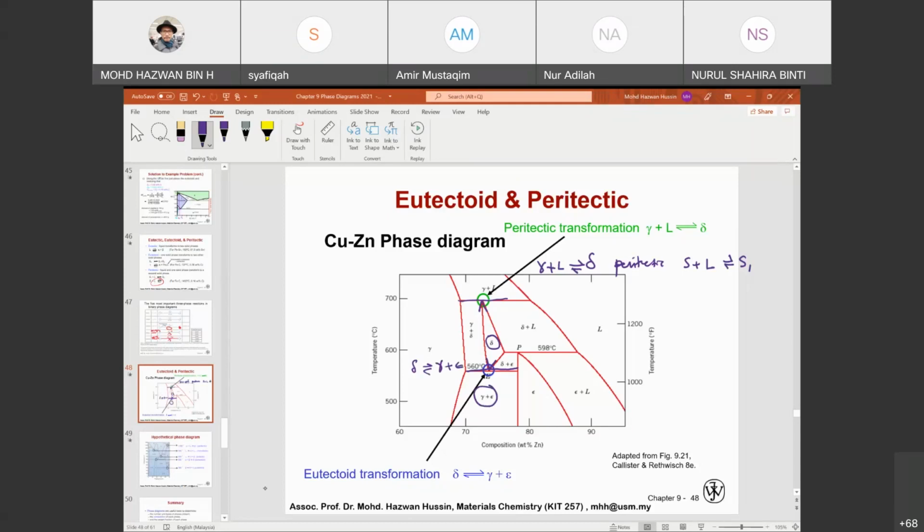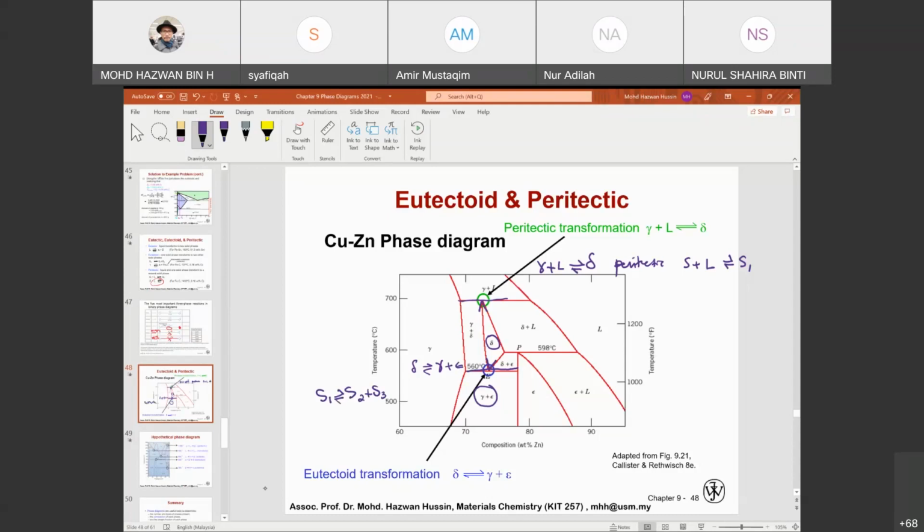Okay. So ini sebenarnya adalah merujuk kepada eutectoid reaction, because for eutectoid reaction we know that one solid, when it solidifies, forms another two solids. So delta, gamma, and epsilon are solids. Kalau dia liquid, dia tulis L. Kalau dia selain daripada huruf L ni, dia adalah solid lah. So this is actually eutectoid.